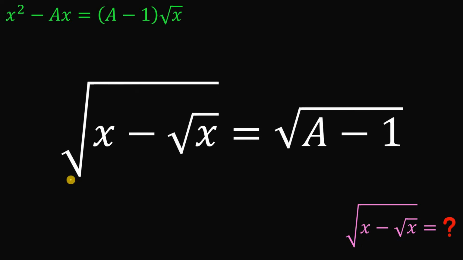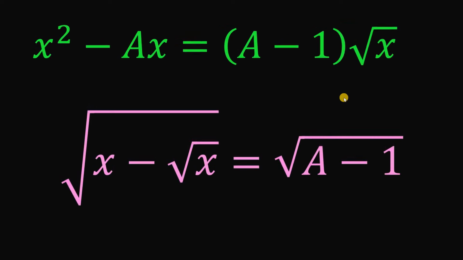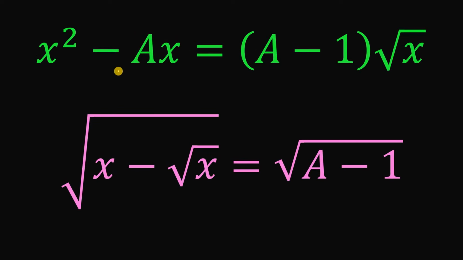And there you have it. The value of square root of x minus square root of x is simply equal to square root of a minus 1. And this is our answer to this question. So given this equation x squared minus ax equals quantity a minus 1 multiplied by square root of x, then the value of square root of x minus square root of x equals square root of a minus 1.